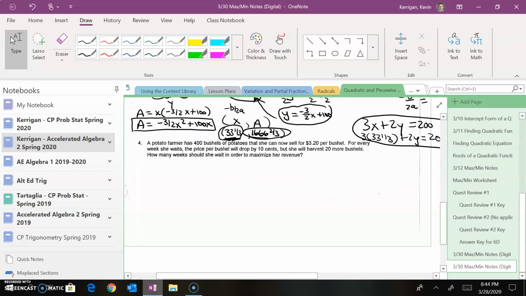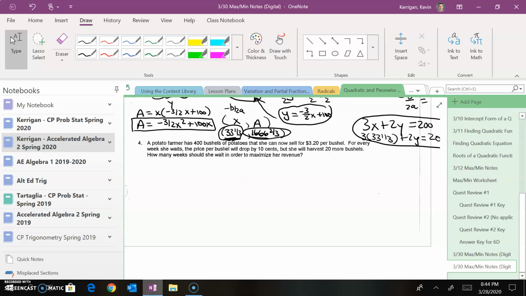The last one here, number 4, I'll just read the problem first and then go through a little explanation. A potato farmer has 400 bushels of potatoes, and she can now sell for $3.20 per bushel. For every week she waits, the price per bushel will drop by 10 cents, but she will harvest 20 more bushels. How many weeks should she wait in order to maximize her revenue?